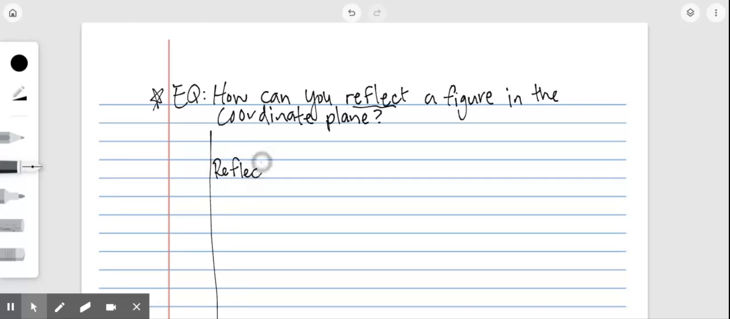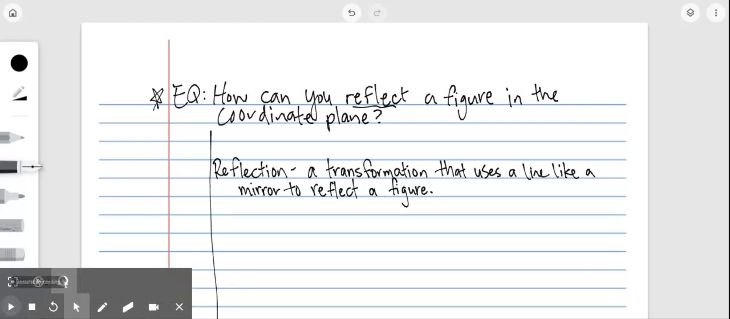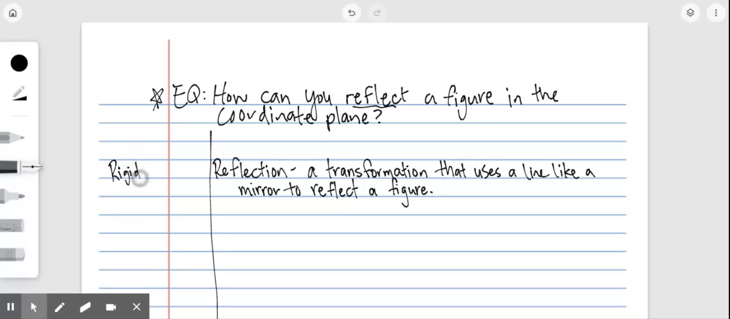A reflection is a transformation that uses a line like a mirror and reflects a figure across it. Something that I often think about is, if I had this image and then I folded along a line of reflection, what would the image look like on the other side? So it's basically like folding paper. Remember, a reflection is a rigid transformation, which means that both of the shapes, the image and the pre-image, are going to be congruent. So if you have an angle measure on the pre-image, you know that exact same angle measure is on the image.